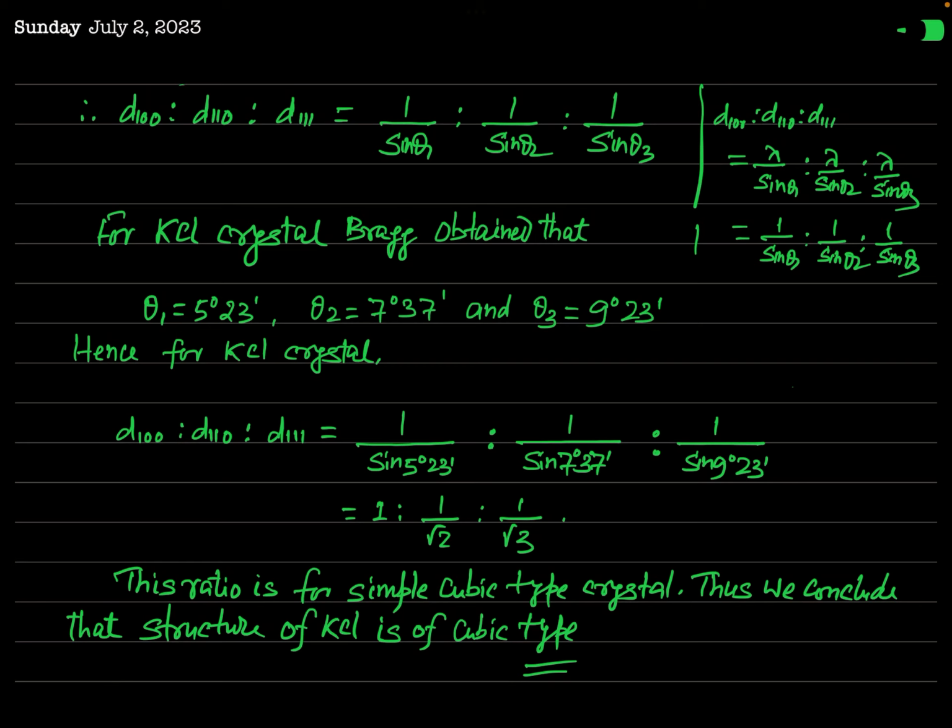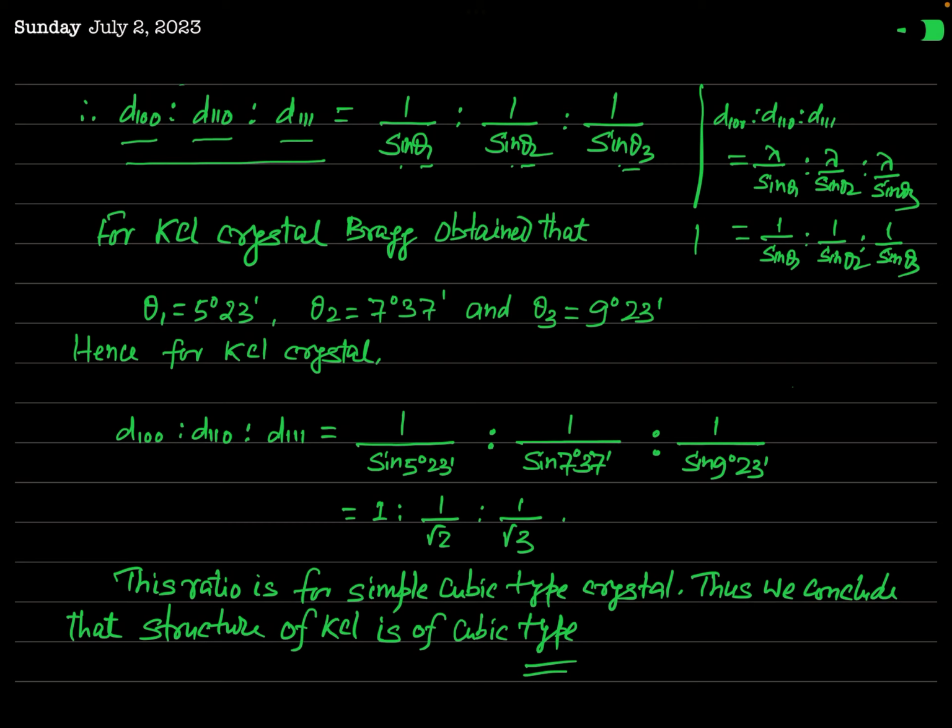So I have written here that the ratio d100 is to d110 is to d111 is equal to 1 over sine theta 1 is to 1 over sine theta 2 is to 1 over sine theta 3. In this way, if in an experiment for a given crystal you obtain the values of theta 1, theta 2 and theta 3 for first order maxima from the three planes marked 100, 110 and 111, then you can easily find this ratio.